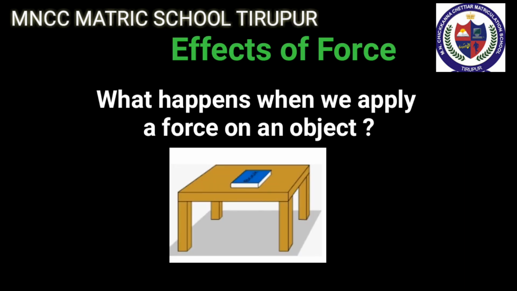Next, we'll see what happens when we apply a force on an object. For example, say you push a book on the table. So, what will you do? You will move the book. Here, the application of force on an object results in motion from a state of rest.